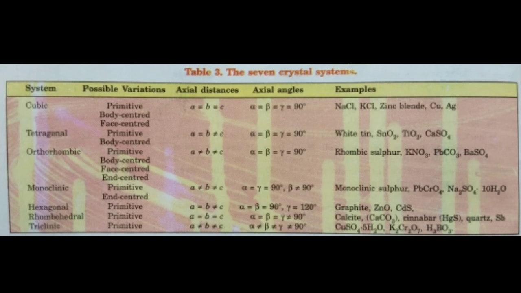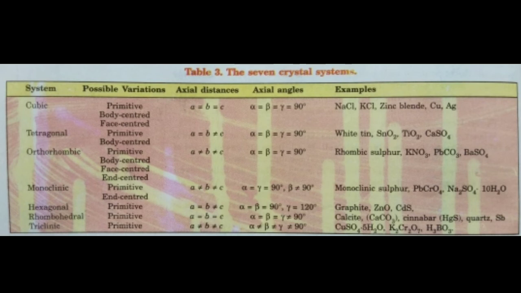The first one is cubic. As you can see on the screen, there are 3 possible variations for the cubic system, that is primitive, body-centered and face-centered. Next one, tetragonal. There are 2 possible variations, that is primitive and body-centered. Third one, orthorhombic. There are 4 possible variations. They are primitive, body-centered, face-centered and end-centered. The next one is monoclinic. There are 2 possible variations, that is primitive and end-centered.